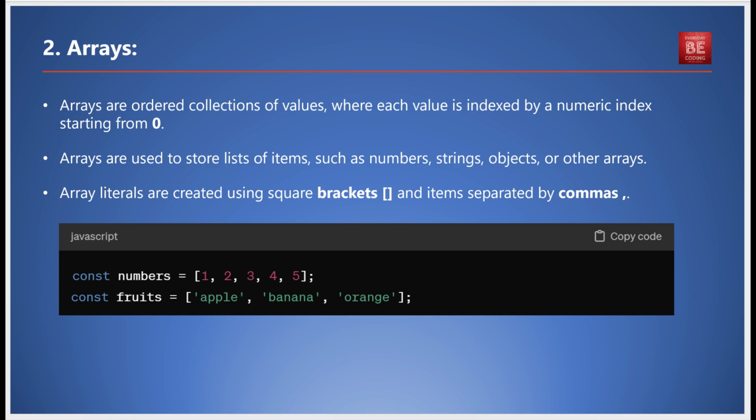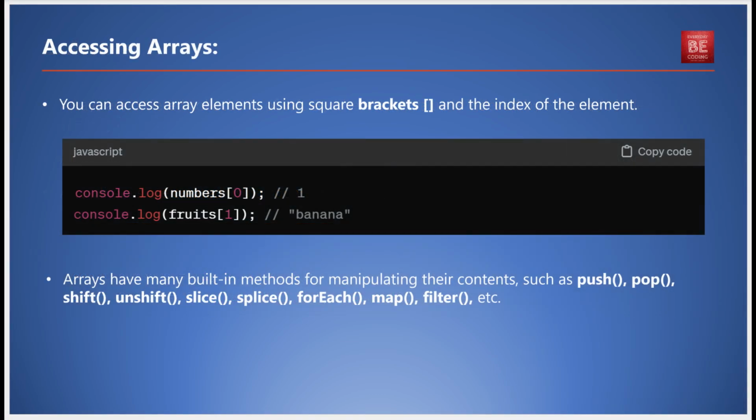For instance, an array numbers could hold a sequence of numeric values, and an array fruits could store a list of fruits. Accessing these elements is as easy as pie. We use square brackets and the index of the element. For example, numbers[0] would give us the first number in our array. Arrays come equipped with a vast toolkit of built-in methods for manipulating their contents. From adding or removing elements to slicing and filtering them, arrays have got you covered.